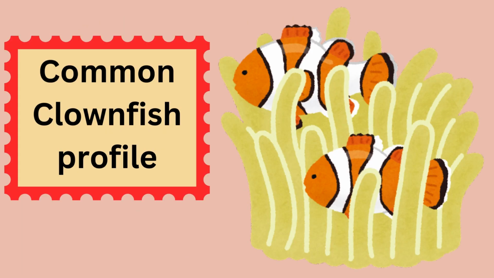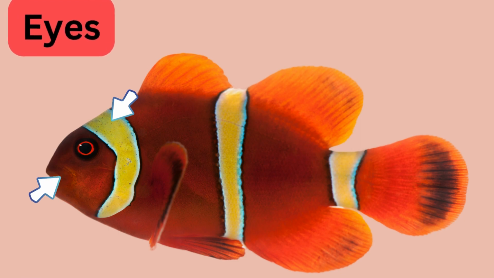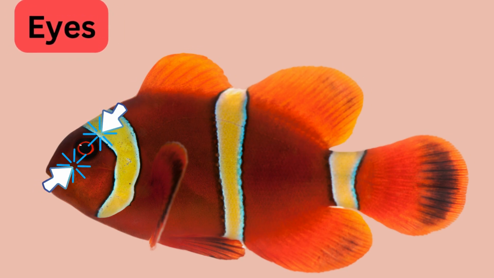Let's look at the close-up profiles of the common clownfish. Eyes. They possess a grayish-orange iris that gives the appearance of the eyes being larger than they actually are. The orange clownfish has a bright orange iris, which has the effect of making the eyes look smaller.